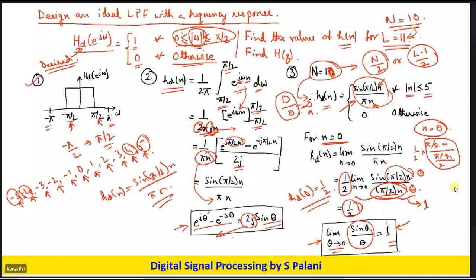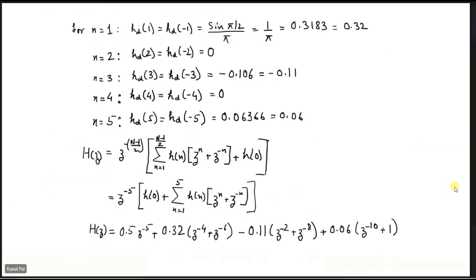Okay. Now subsequently, we will put n equals 1, and it will give us the value of hd(1), which equals hd(-1), then sine pi by 2 by pi, 1 by pi, we get this value. Similarly, for n equals 2, you put in the value and you get the result. Similarly, you put in n equals 3, n equals 4, and n equals 5, and then find out the values of the system.